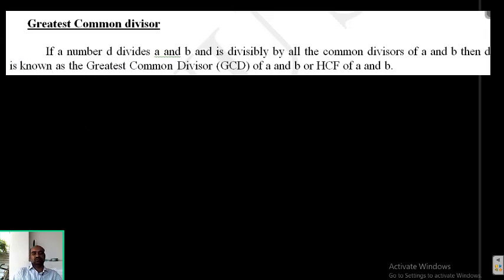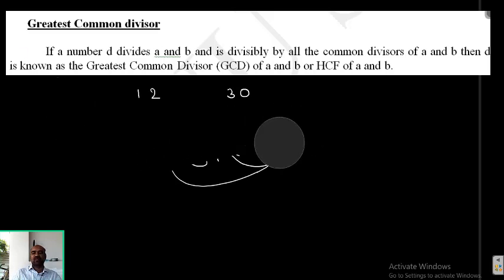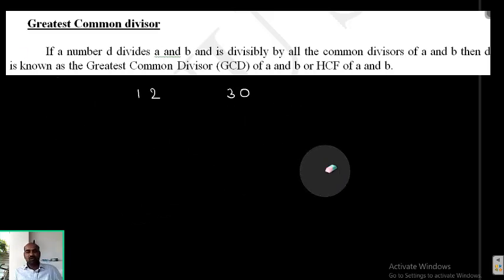Okay, for example, 12 and 30 are given. We want to find their common divisors and the greatest common divisor, the GCD. First of all, what should we do? We want to find divisors, then common divisors, then the greatest common divisor. That's why I want to find divisors of both 12 and 30.